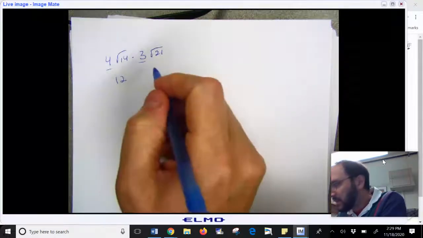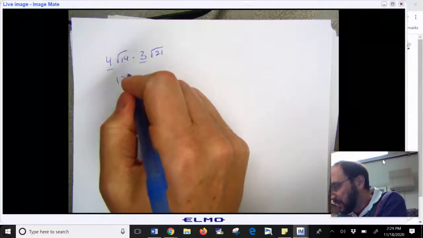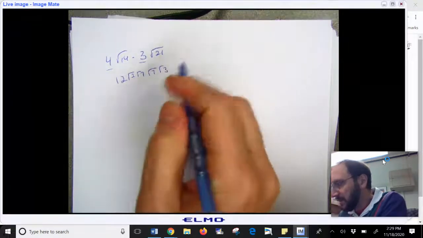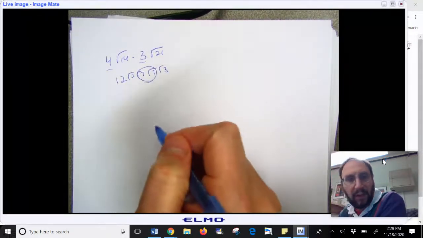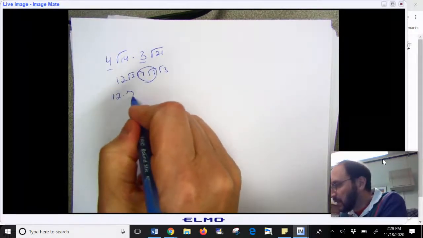But instead, I see that 14 and 21 have a common factor of 7. So I'm going to rewrite 14 as 2 times 7 and 21 as 7 times 3. I did that so I could get the 7s in the middle. All right, square root of 7 times the square root of 7 is 7. So on the outside, I have 12 times 7.